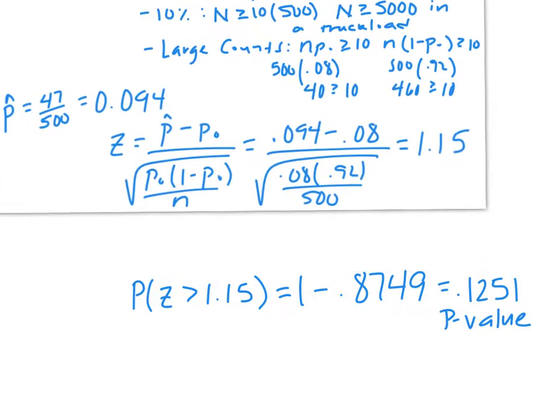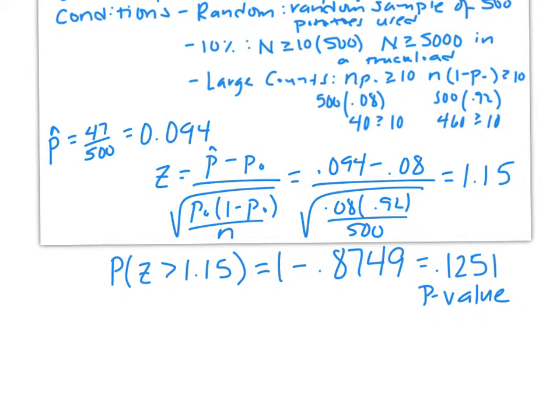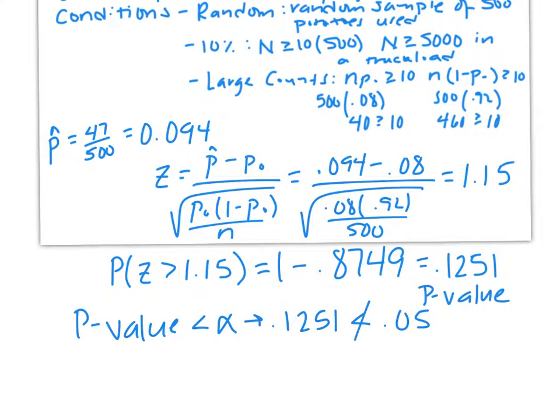Remember that my job really is to compare my p-value to alpha. So the question is, is this p-value less than alpha? So is 0.1251 less than 0.05? And of course the answer to that is no. So that tells me that I'm going to fail to reject the null hypothesis. So my conclusion should really be saying that I don't have enough evidence to support my alternative.